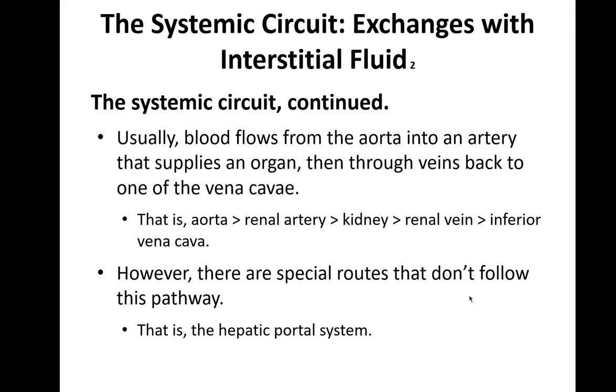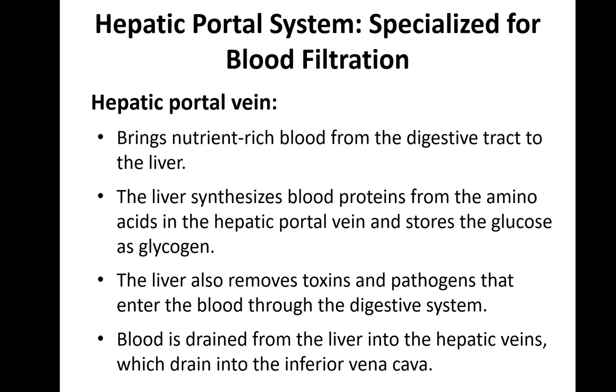For example, the hepatic portal system. The hepatic portal system drains blood from the capillary beds of the digestive system tract into the capillary beds inside the liver. The liver purifies all the blood of toxins and pathogens, cleans it up, and after the blood has filtered through the liver, it is collected by the hepatic vein and returned directly to the inferior vena cava.